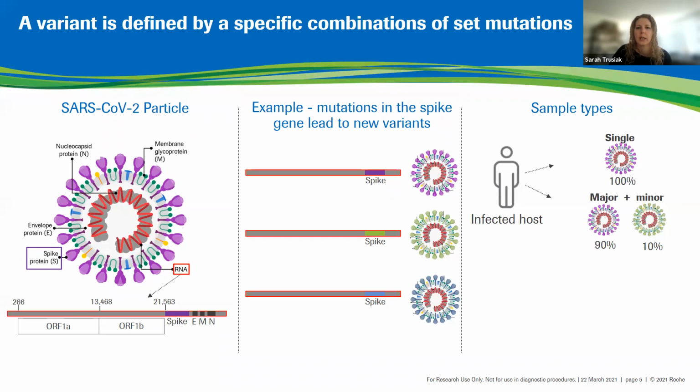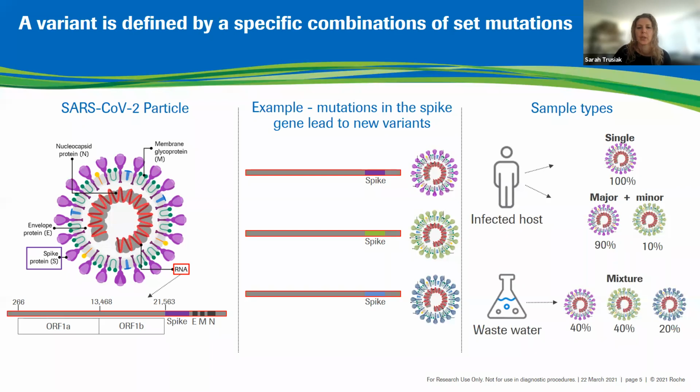So popular sample types that researchers are using to look at SARS-CoV-2 include infected host samples. And in infected host samples, you typically get a single SARS-CoV-2 genome variant present. But you can have situations where you have major and minor variants. This does occur too in long-term infected hosts, where you can have accumulated mutations that again might lead to a property that allows that variant to take over the population within the host.